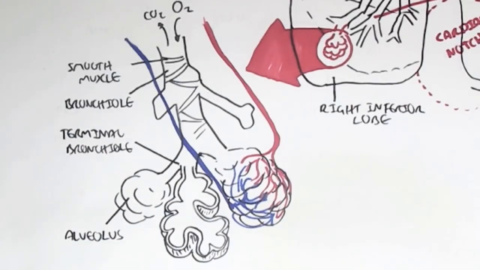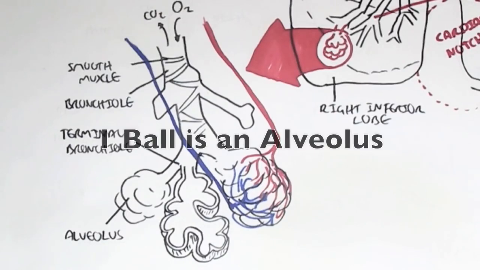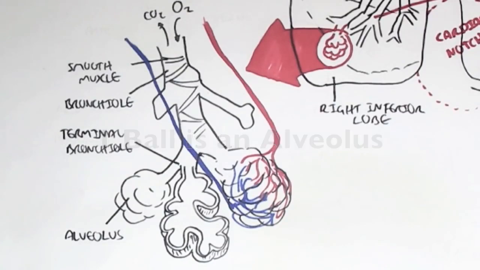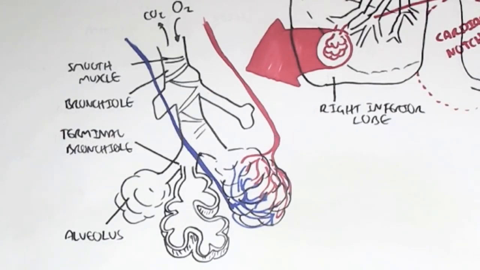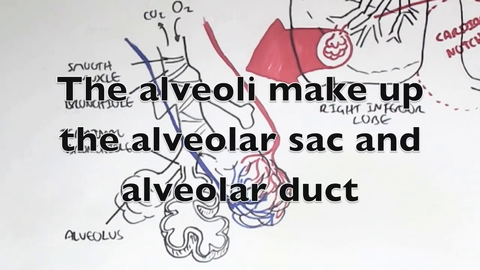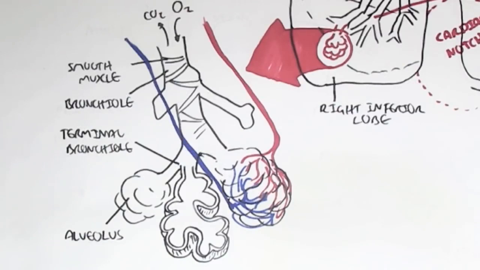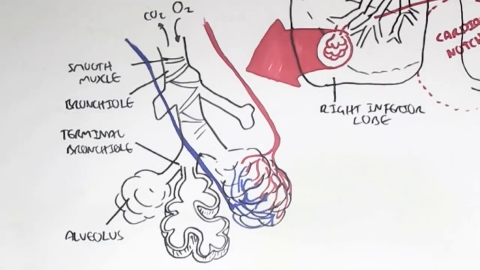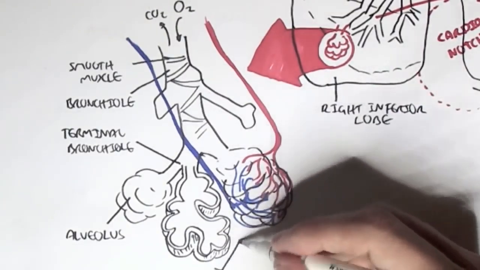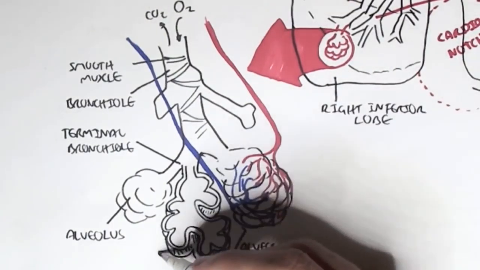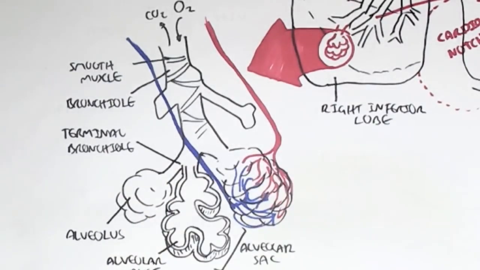An important terminology is that one of these ball-looking things is known as an alveolus. Many of these ball-looking things are known as alveoli. So one alveolus, many alveoli. And they make up the alveolar sac or duct. Hope this makes sense. So here we have the alveolar sac, which contains many alveoli, and then we have the alveolar duct, which basically is the area which connects to the terminal bronchiole, you can say.